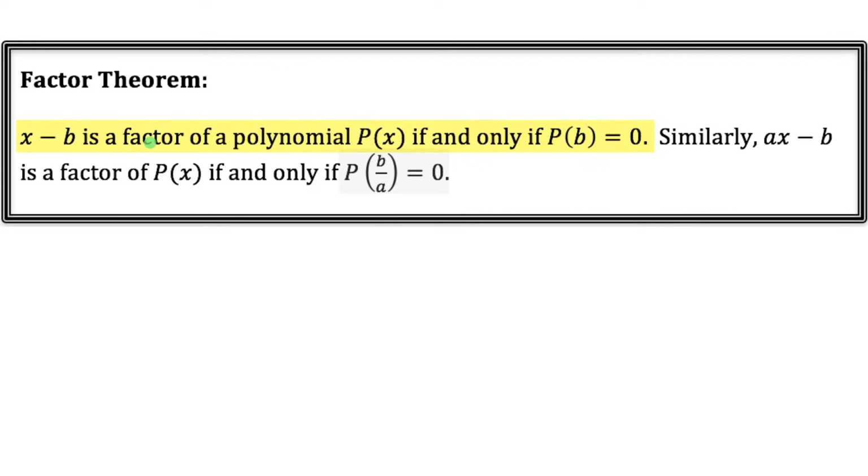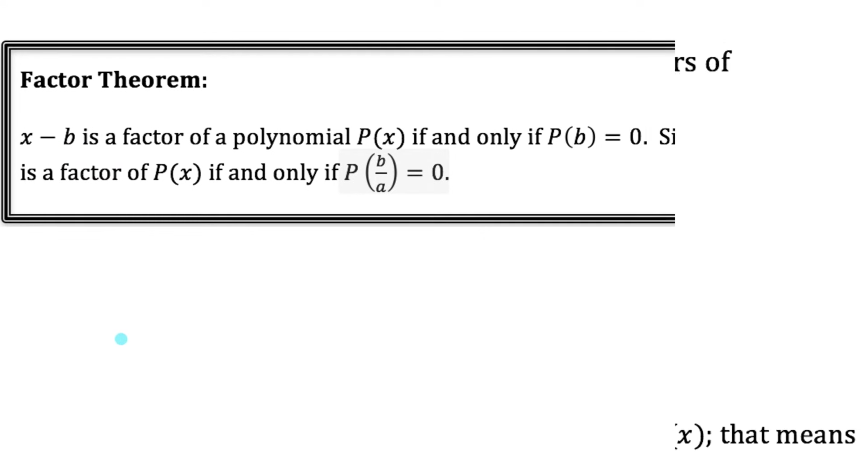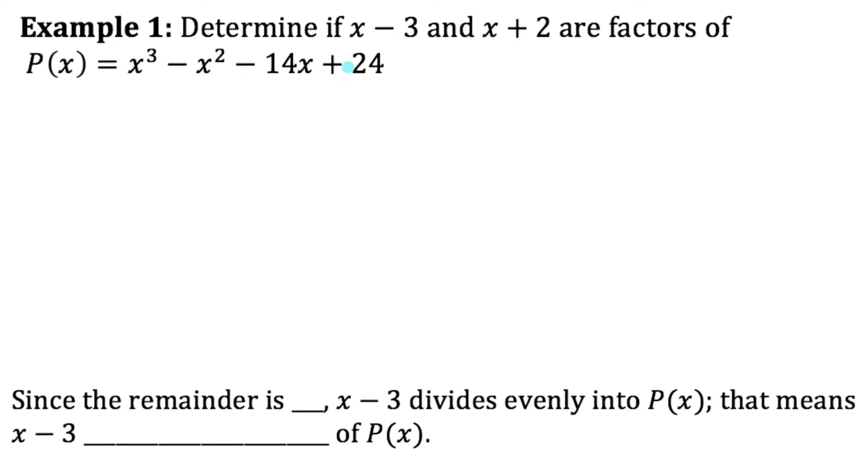It says x minus b is a factor of the polynomial if p at b equals 0, which means if it has a remainder of 0. Similarly, ax minus b is a factor of the polynomial if p at b over a equals 0. This is just a way of saying if the 0 of the divisor, whether it's of that form or that form, makes the dividend be 0, we know the divisor is a factor of the dividend. That's the factor theorem. Example 1 says determine if x minus 3 and x plus 2 are factors of this polynomial.